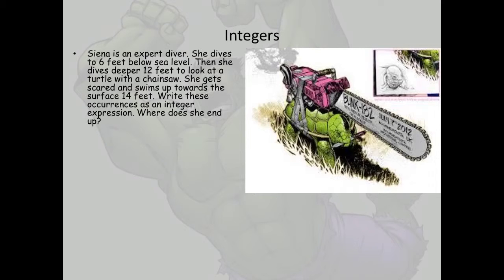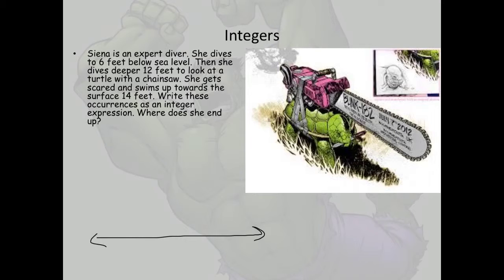So back to our problem and Sienna. A few things I want to talk about with this problem. Because it mentions 6 feet below sea level, this is a great example of when we're going to talk about negative integers. Below sea level is negative integers. I think we can also illustrate this with a number line, so I'm just going to draw that here. Because we can always model adding and subtracting integers on a number line.